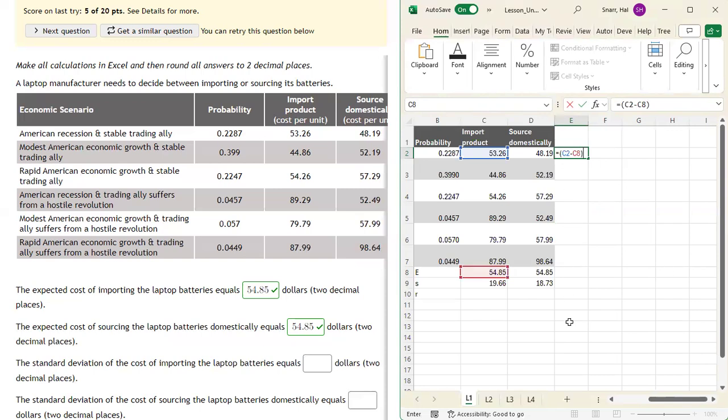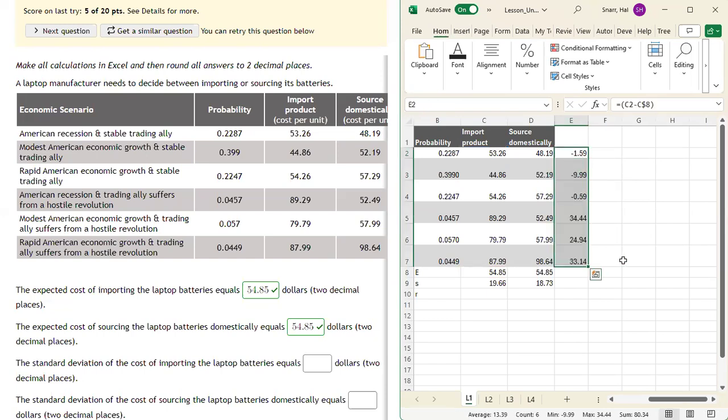Now, when I drag this down, I want this red box to be frozen in row 8. So I'm going to put a dollar sign in front of the 8. Then I can drag it down. These are the deviations in the mean.